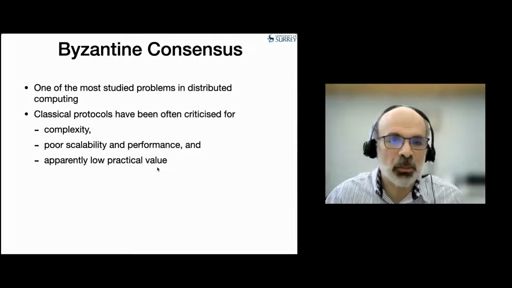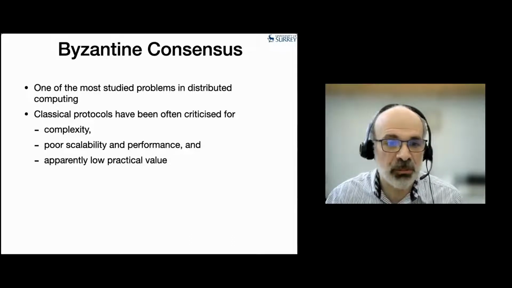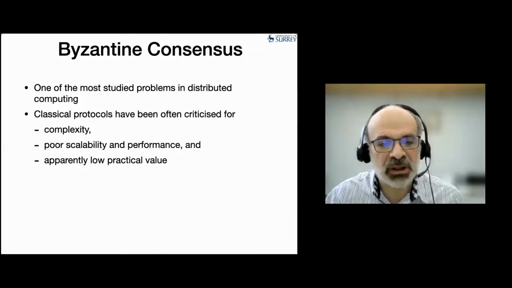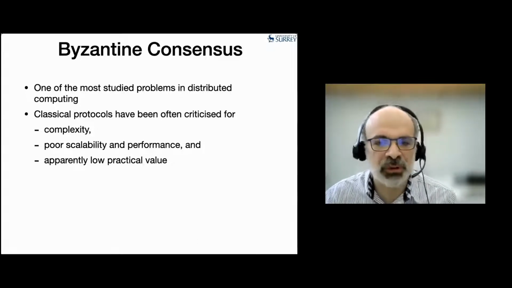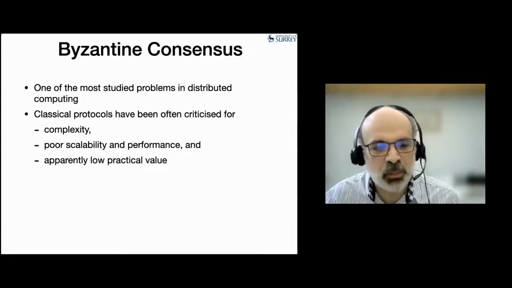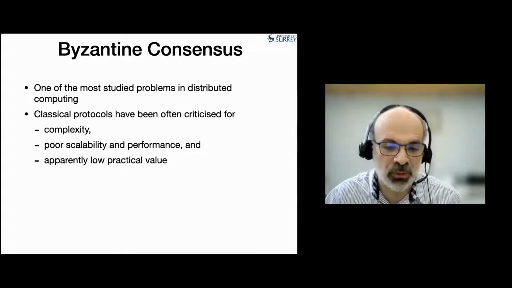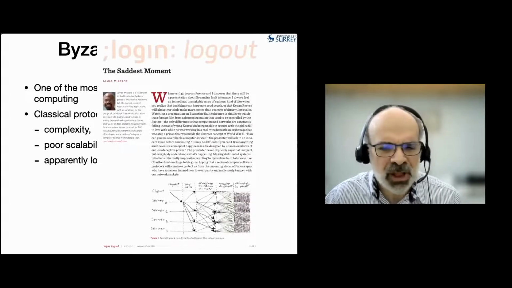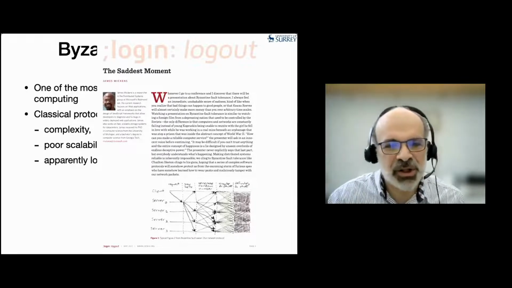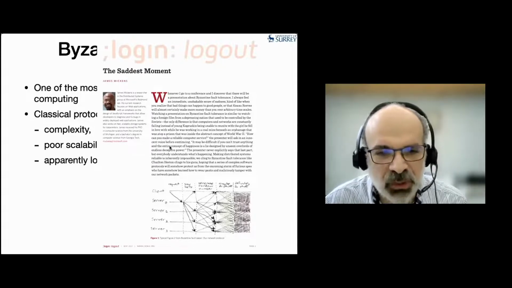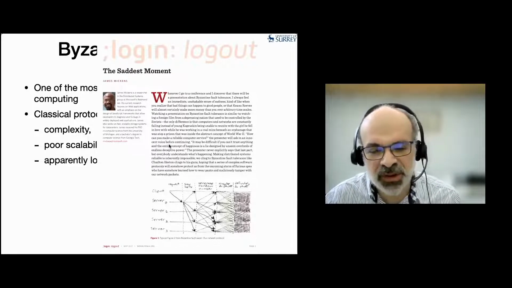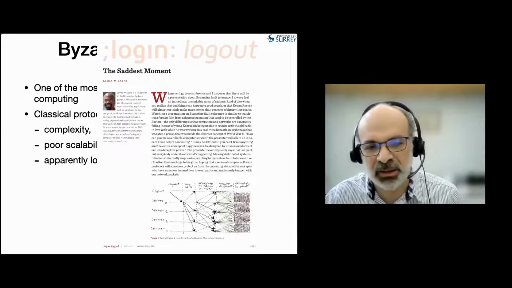Byzantine Consensus also happens to be one of the most studied problems in distributed computing. However, classical protocols have often been criticized for their complexity, poor scalability and performance, and apparently low practical value for this reason. So there was a famous, or I would say infamous, article by James Mickens in Communications of the ACM in 2009, where he heavily criticized the current zeitgeist at the time for Byzantine Consensus.